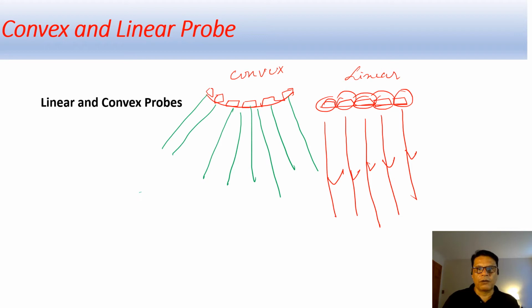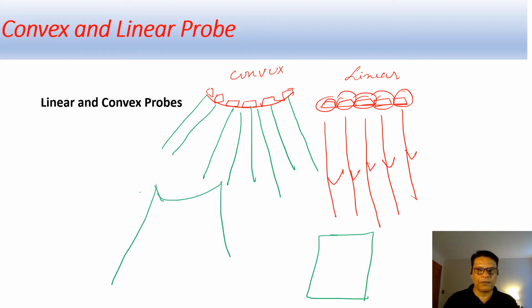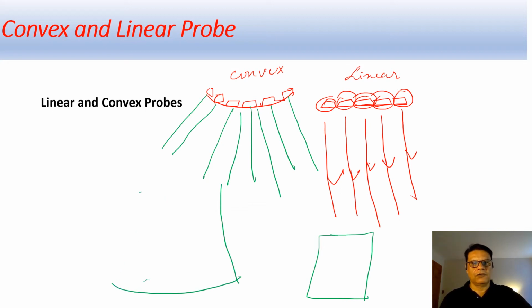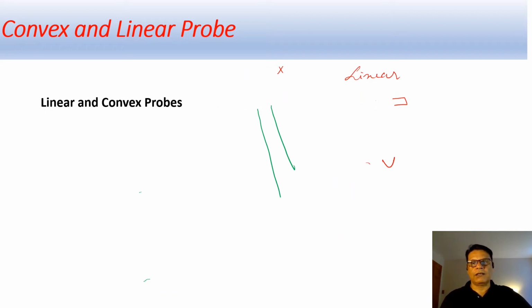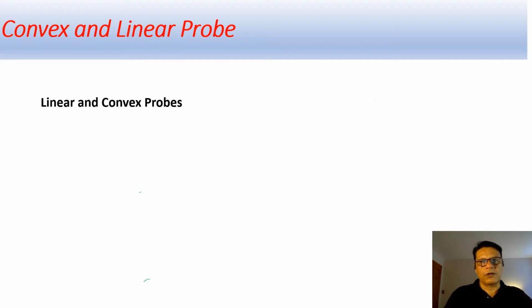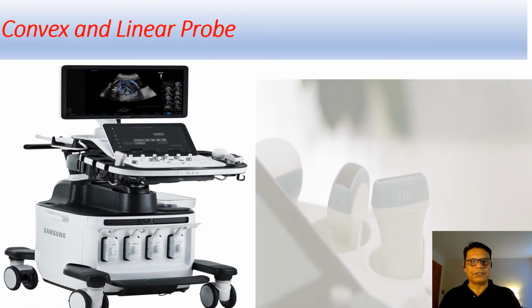The linear probe makes a rectangular image, and convex makes a fan-shaped image. So we will see there. And there is another probe that is called cardiac probe, that is also called phased array probe, and that probe is basically different on the basis of the technology.